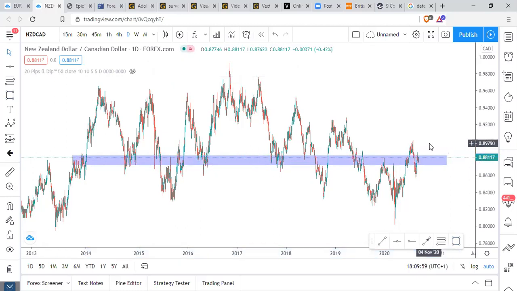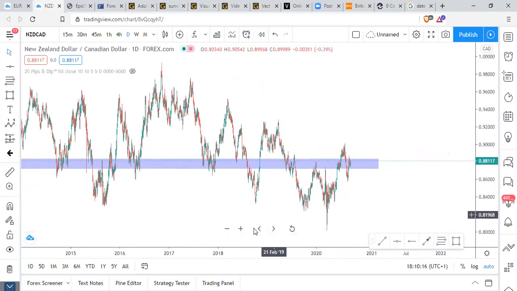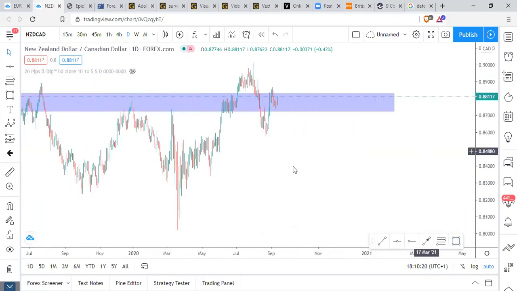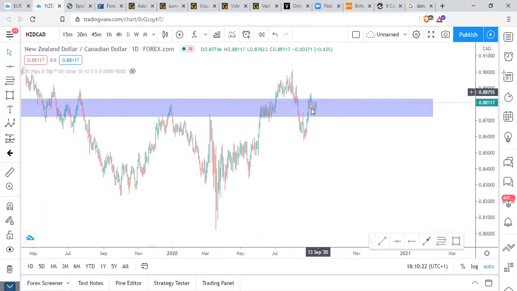Alright, so this is what I call my support or resistance zone. Market is in the zone, like that. It broke it, came again, broke it, came again, like that. It always forms all these things. Okay, so now currently market is in this zone.